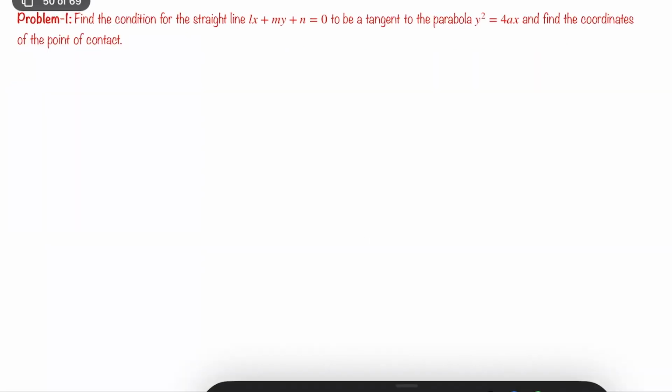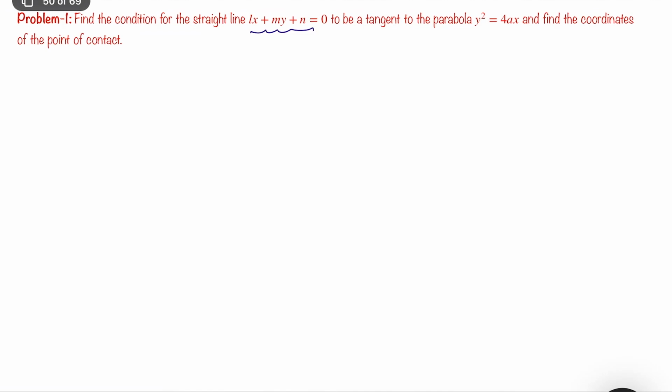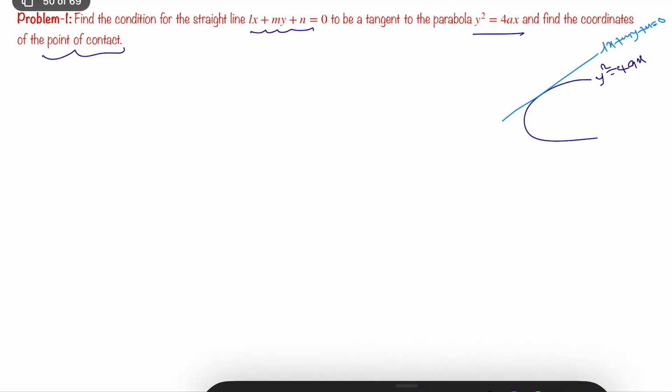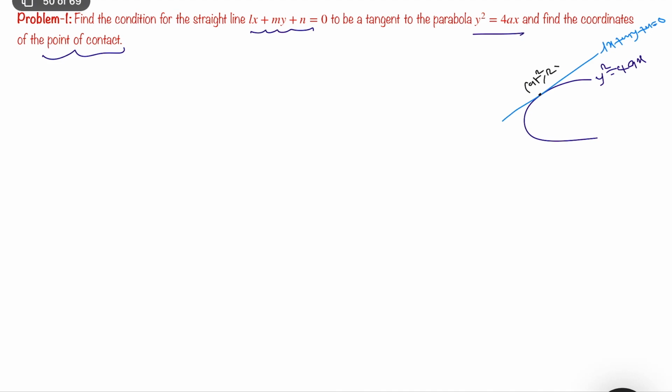Problem 1. Find the condition for the straight line lx + my + n = 0 to be a tangent to the parabola y² = 4ax, and find the coordinates of the point of contact. Here, let us say this is the parabola y² = 4ax, and let me draw the tangent lx + my + n = 0. Let us say this is a tangent at some point on the parabola (at², 2at).